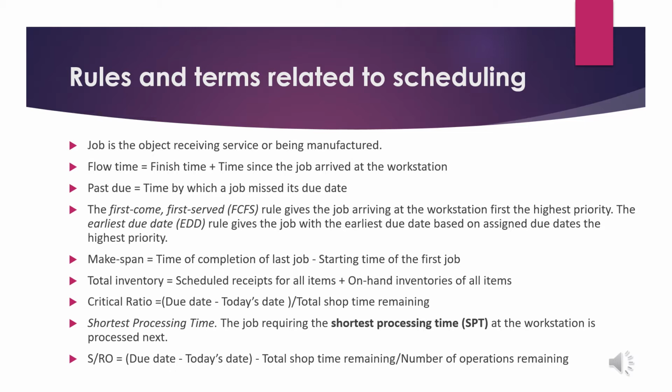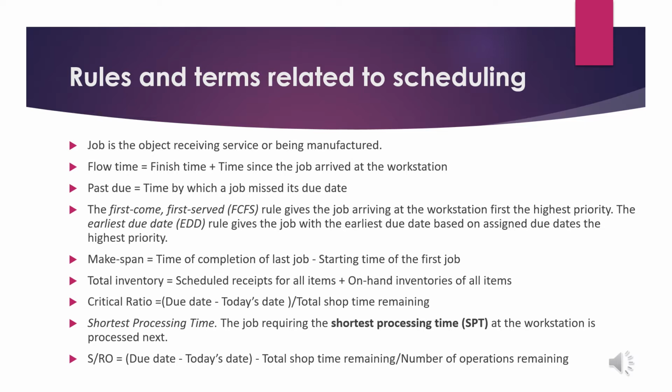Before we go into some examples of scheduling, we have to understand certain important terms that are associated with the performance measurement of the scheduling. The first one that we will be talking about is called flow time. Flow time is the time a job spends in the service or manufacturing system. The past due is the amount of time by which a job missed its actual due date.